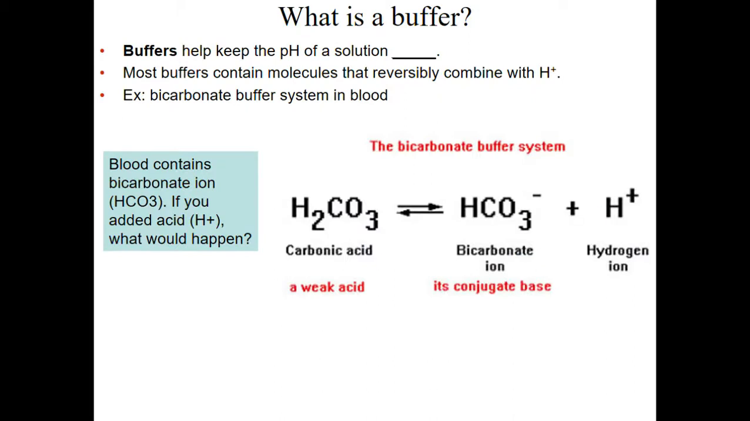So we also have buffers, and we'll be seeing this in AP Bio. Buffers help keep the pH of the solution stable. Most buffers contain molecules that reversibly combine with hydrogen ions. For example, we have the bicarbonate buffer system in blood. Blood contains bicarbonate ion. So if you add an acid, what would happen?